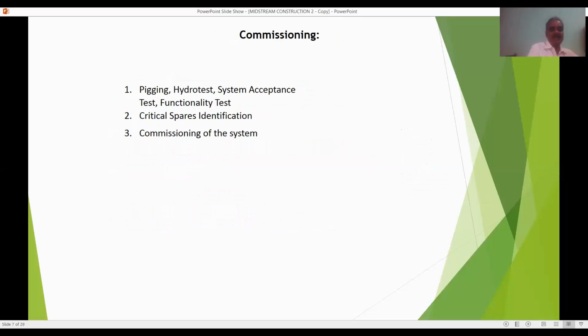Then the commissioning activity: pigging, hydro test, system acceptance test, functional test, critical spare identification, and commissioning of the system. Once you have completed the various stages of the project, then pigging. What is pigging? I will explain to you. Hydro test of the entire line and system acceptance test, then functionality test, critical spares identification. Once you go to the commissioning stage, these things should be in hand.